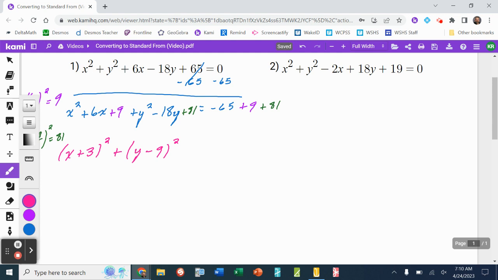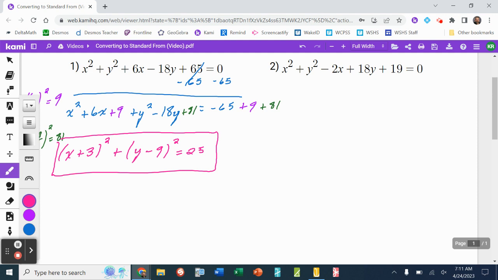So negative 65 plus 9 would give us a negative 56. And then I'd take 81 minus 56. All right, so 81 minus 50 would give us 31, minus another 6 will make it 25. And here is the equation of my circle in standard form. And what we should be able to realize is that the center of this circle will be at -3, +9, and the radius of the circle will be 5, because we always take the square root of the right-hand side.